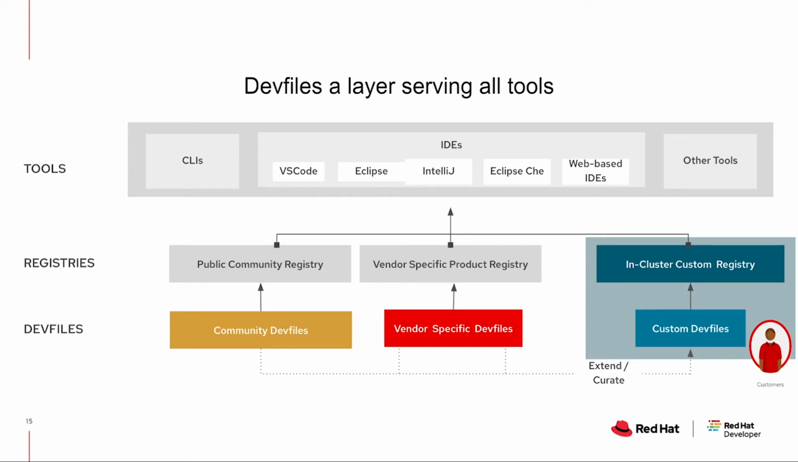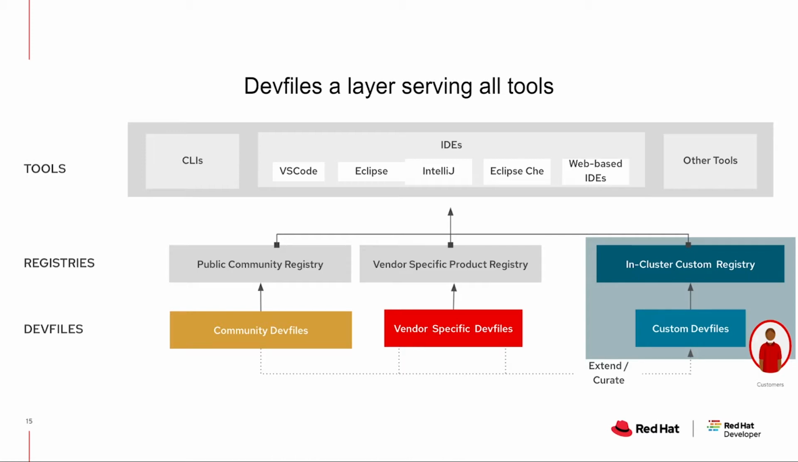Here's how we link the dev files, dev file registry, and tools together. A public community registry at the bottom left stores the dev files provided and maintained by the community. Any developer can freely use the community dev files. We have the official one, registry.devfile.io. We are currently working on getting a better web view for browsing the dev files in the registry. We're also working with the community to get more dev files in place as well.